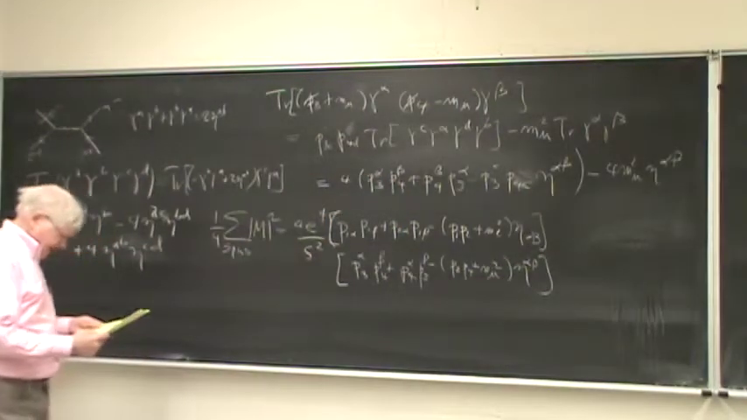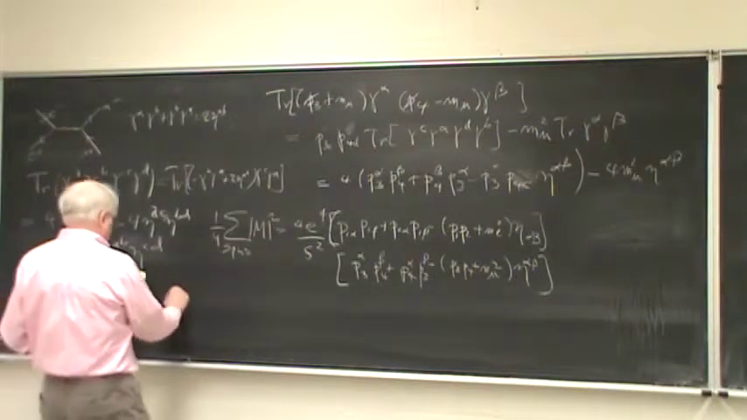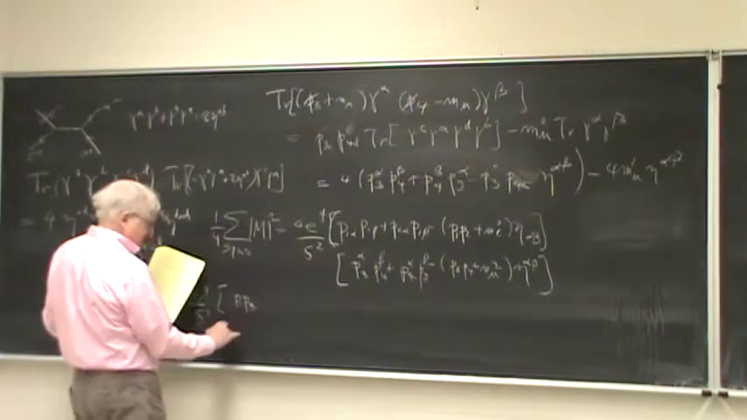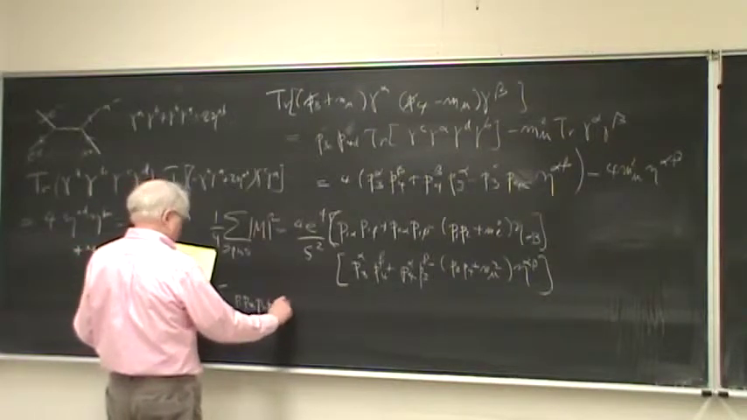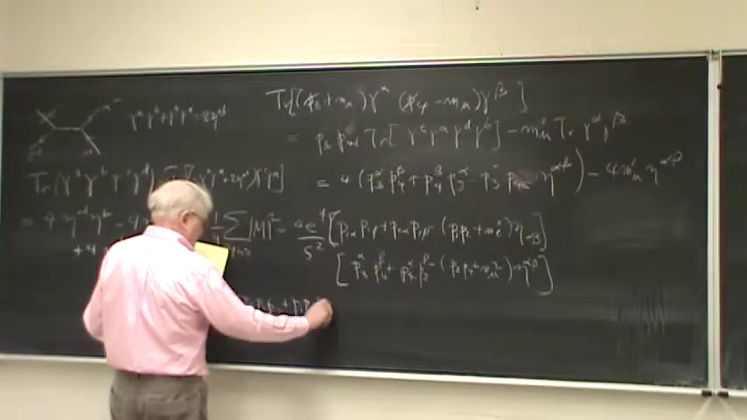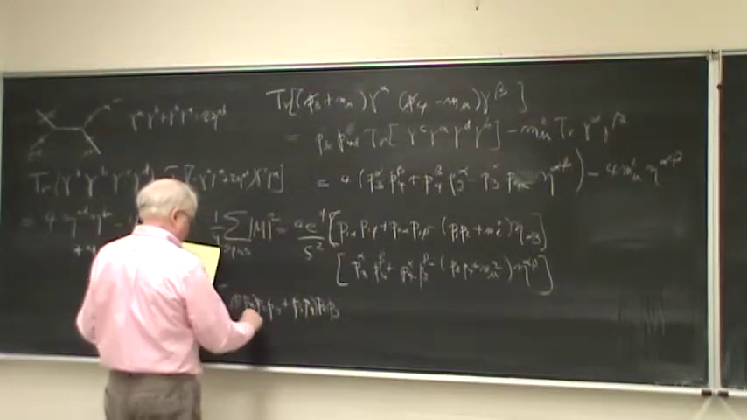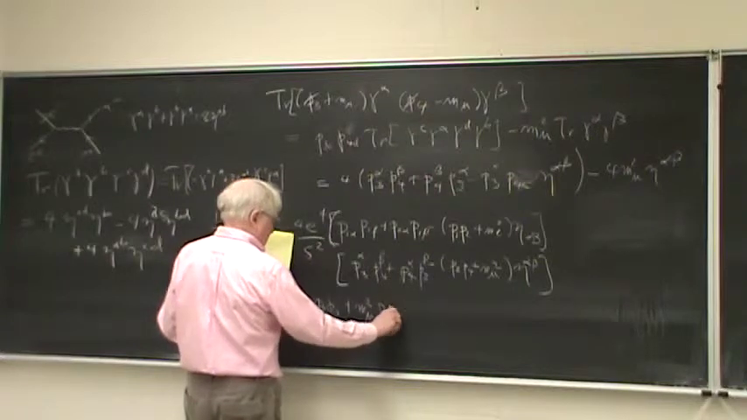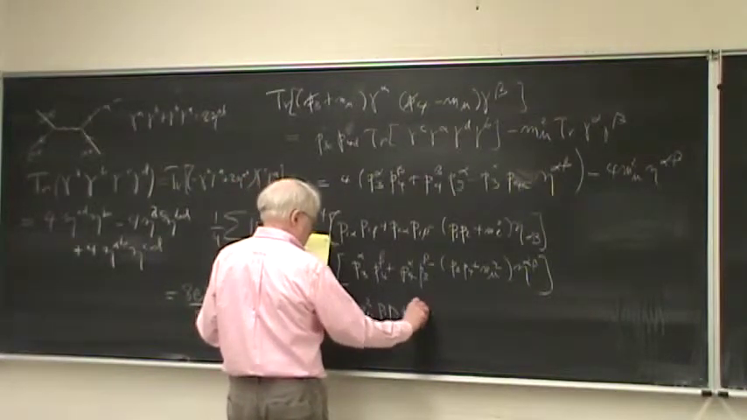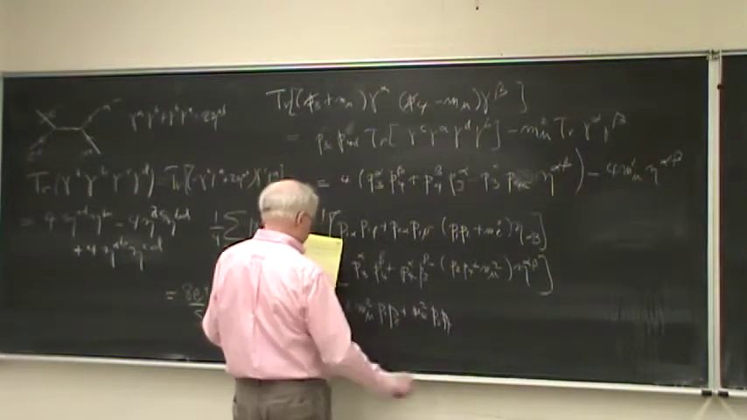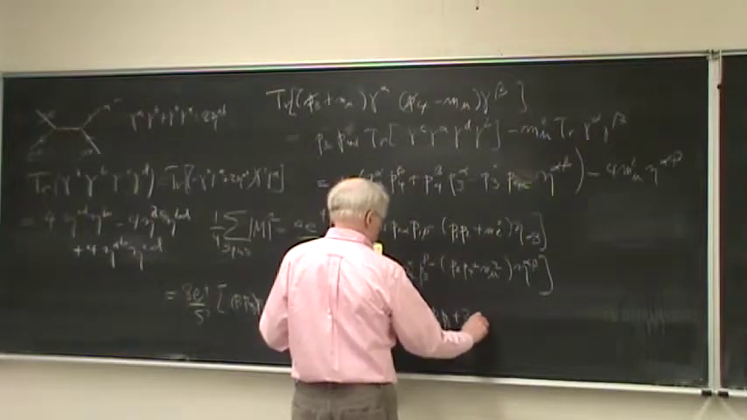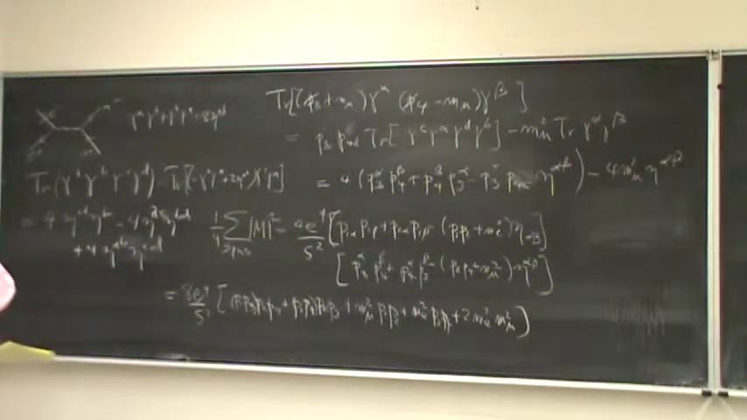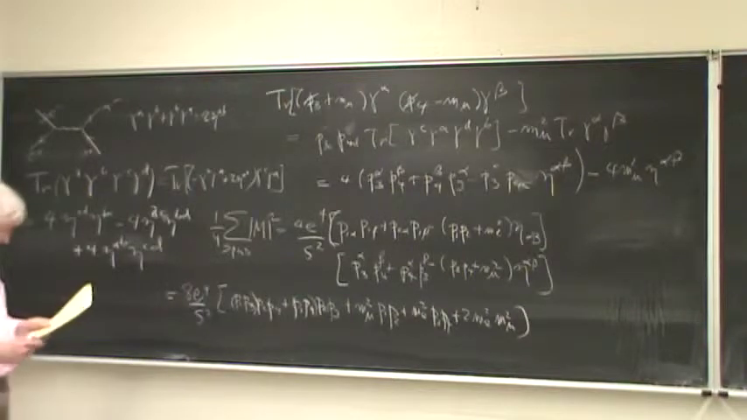Okay. So when you multiply that out, it simplifies somewhat, and you get 8 e to the 4th over s squared, and then you have P1, P3, this is Lorentz product, P2, P4, plus P1, P4, P2, P3, so maybe I should put some parentheses in there, plus mu squared P1, P2, plus me squared P3, P4, plus 2 me squared mu squared. Okay. And now you can simplify this using the Mandelstam variables.